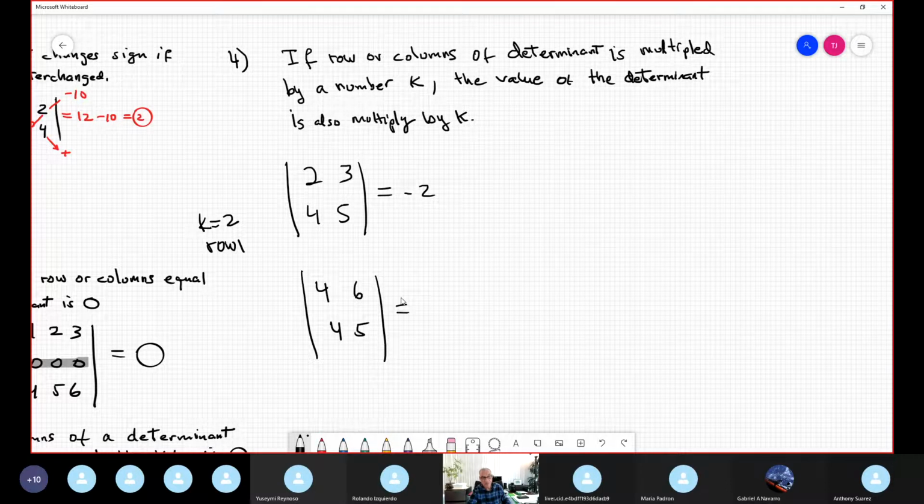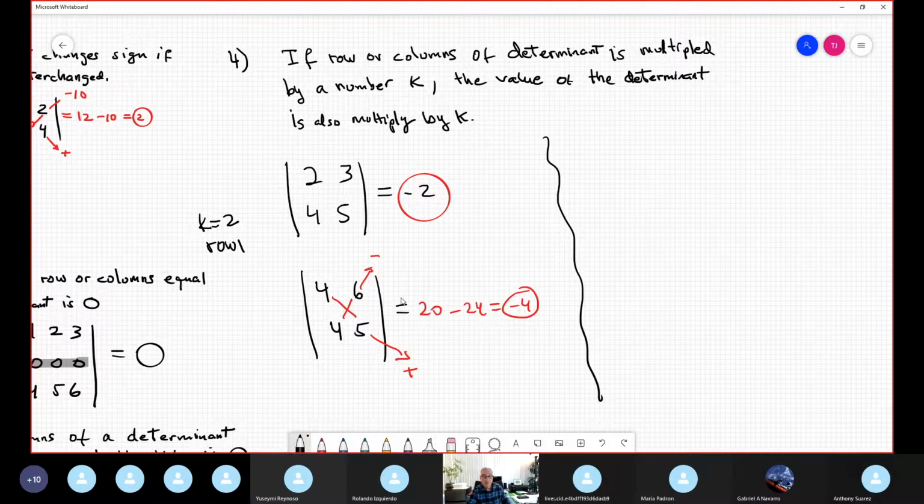Let's see what happens with the value of the determinant. This is positive 20, and this is minus 24. The answer is -4. It duplicates, because the factor is 2. If the factor is 3, it triples.